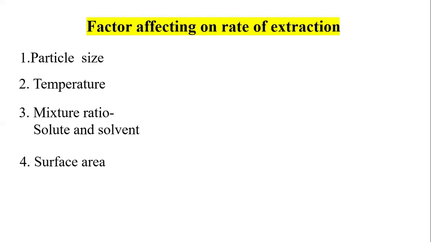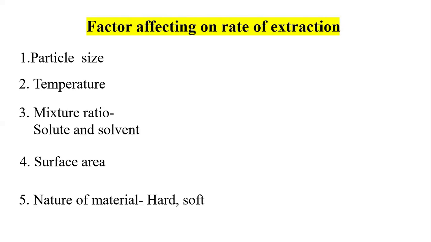Okay. Next one is the surface area. If the surface area is larger, the extraction is maximum. For example, if you take a large size material and keep it in a solvent, whereas you take the same quantity of the material, convert it into powder form and immerse it into a solvent, the rate of extraction is more in the case of the powder material because the surface area is larger. So the surface area is directly proportional to the rate of extraction. Surface area is maximum, the rate of extraction is maximum.